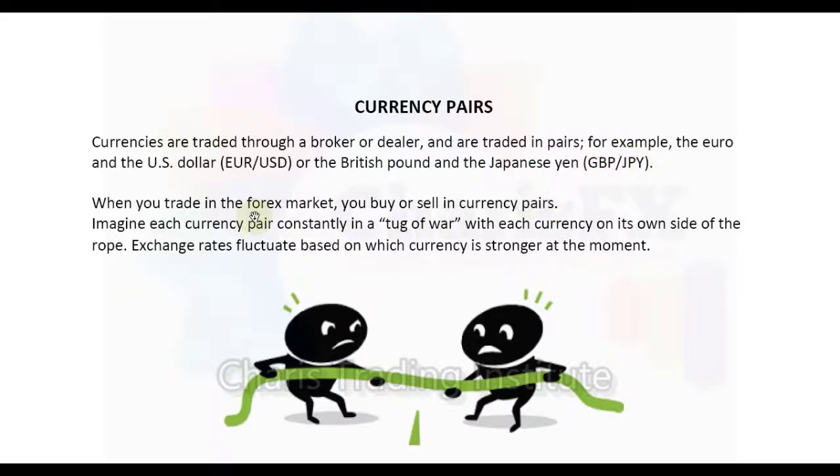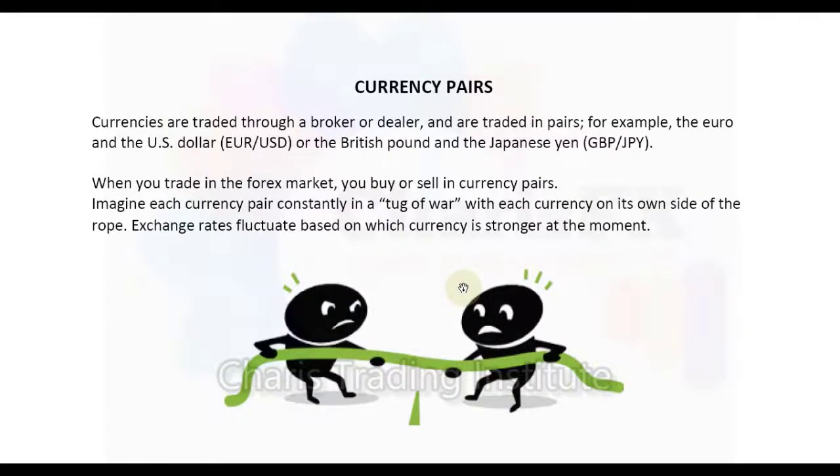So when you trade in the Forex market, you actually buy or sell in currency pairs. No currency has the ability to exist in itself. It has to be paired with another currency of another country. That's the only time a transaction or exchange is possible. I have to bring my euro, you have to bring your dollar. For us to do a transaction, we either buy from or sell to each other. That's how currencies are paired to each other.